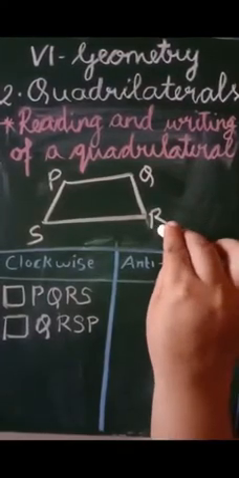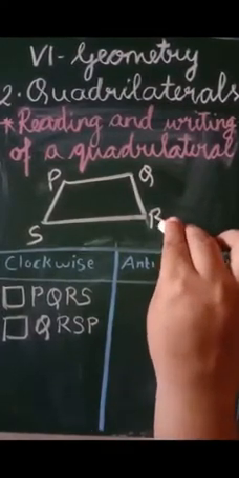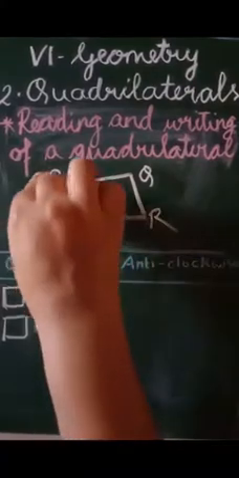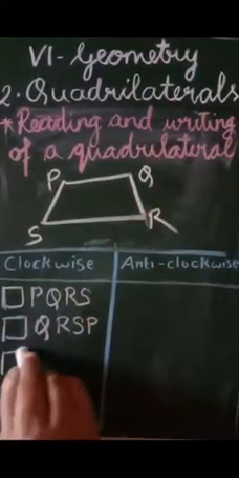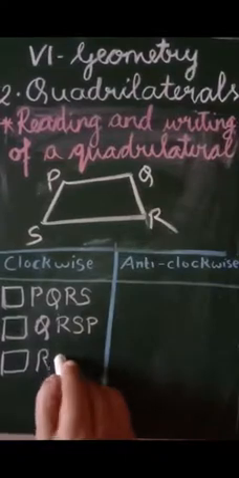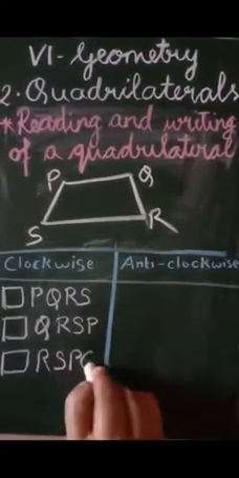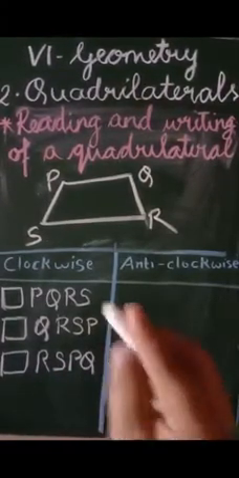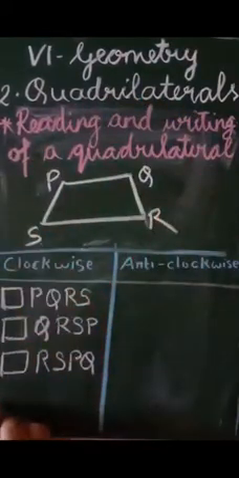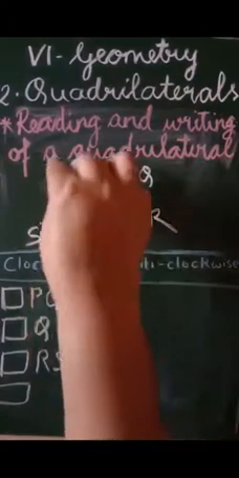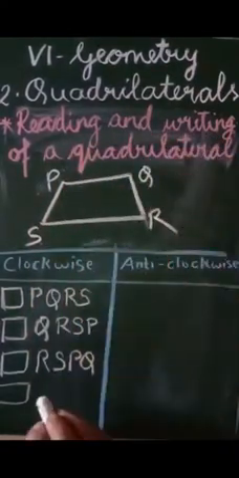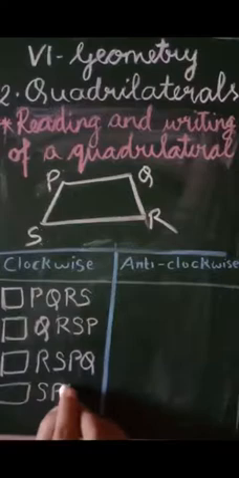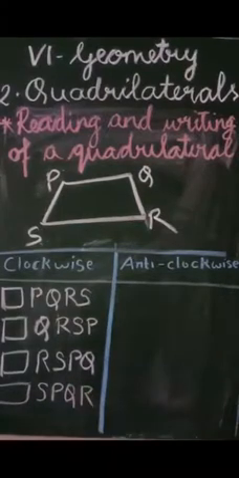Now third. We'll start from R and go clockwise: R, S, P, Q. Quadrilateral RSPQ. Are you understanding? Now we'll start from S and go clockwise in this way. Quadrilateral SPQR. So did you understand how to write? Four names you will get in the clockwise direction.